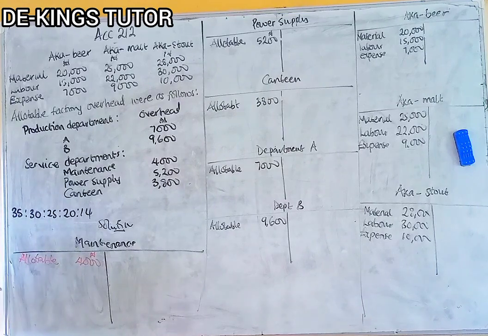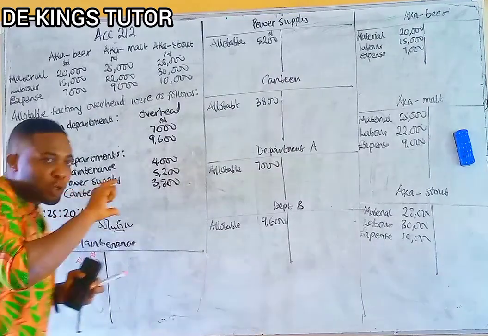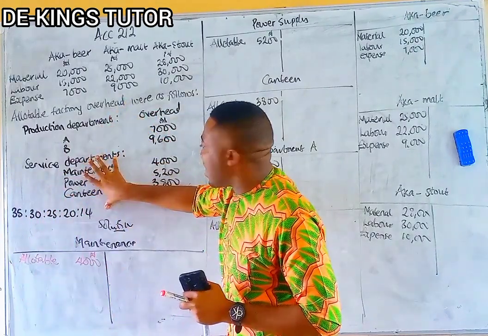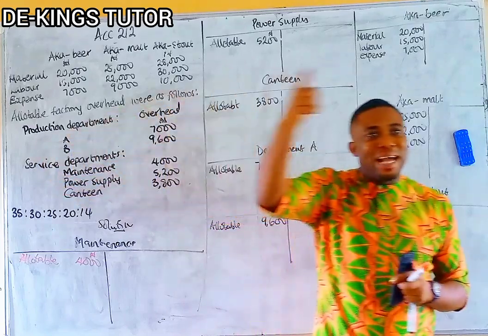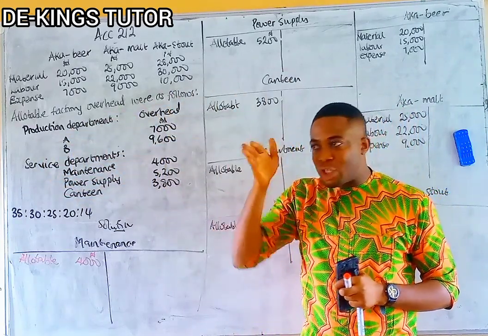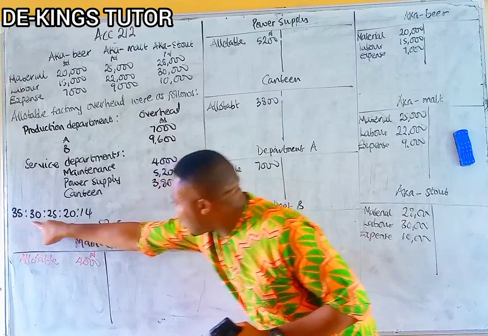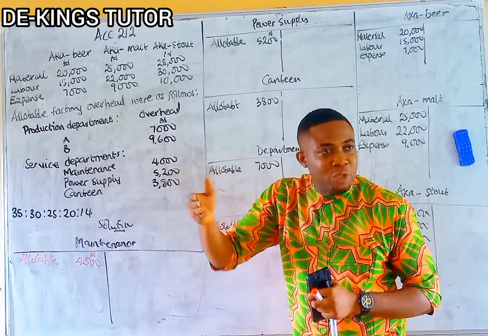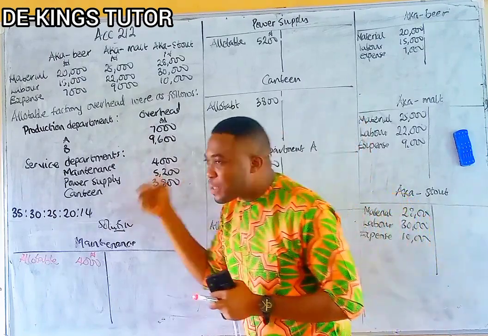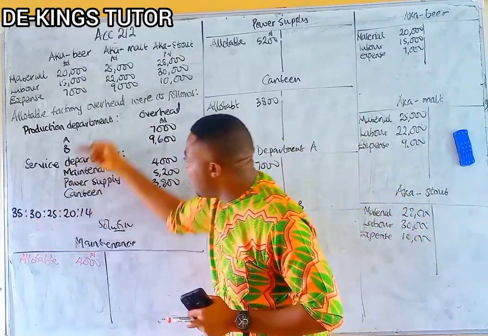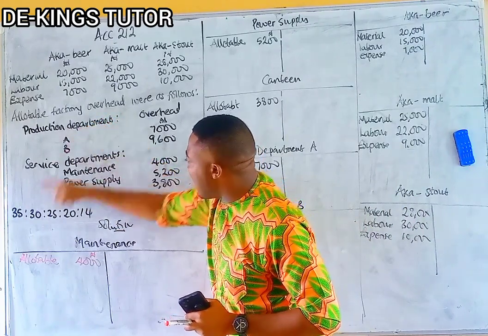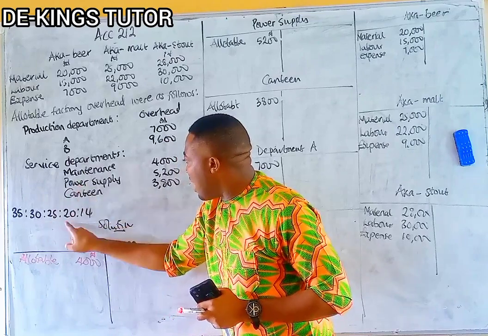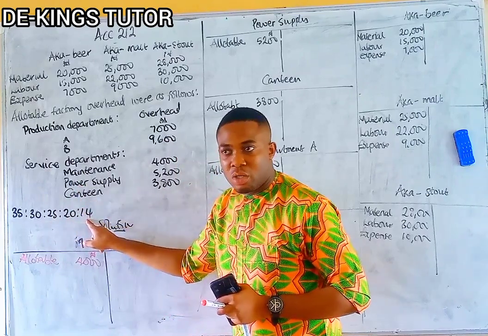Now let's move to the apportionment. They gave us an apportionment value. It means that all these cost centers, which are production and service, have generalized expenses that are not for each. So they gave us a ratio that we are going to use to share it based on the benefit they have received. They said respectively, it means starting from department A, department B, maintenance, power supply, and canteen.